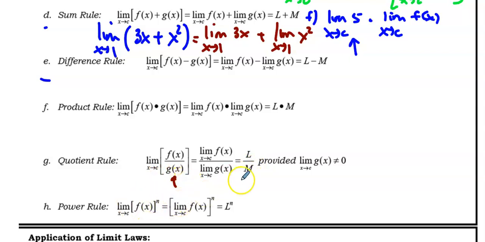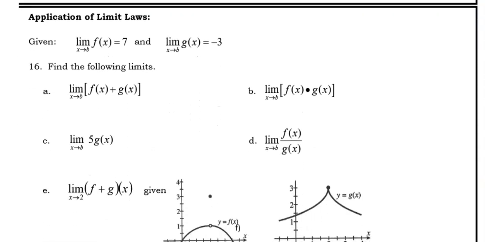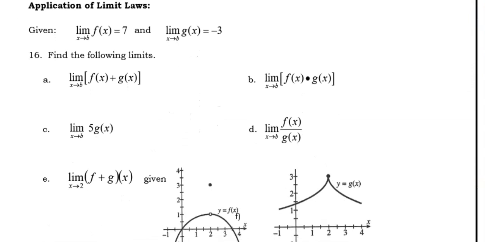The power rule we're going to get to a little bit later on in life, so we'll do that one later. And so this last little example, ladies and gentlemen, is really straightforward. It's the application of your limit laws. It's telling us in the problem that the limit as x approaches b, I don't know what b is, but it's okay, of f of x is equal to 7, and the limit as x approaches b of g of x is negative 3.